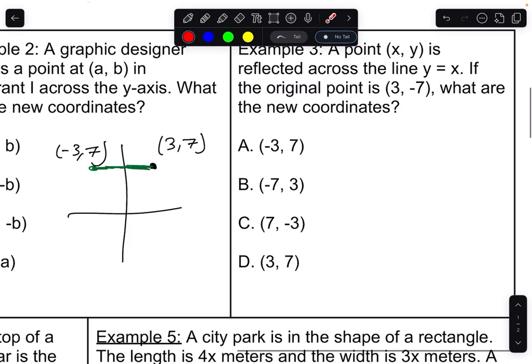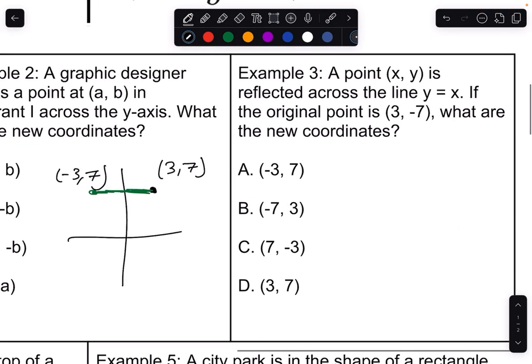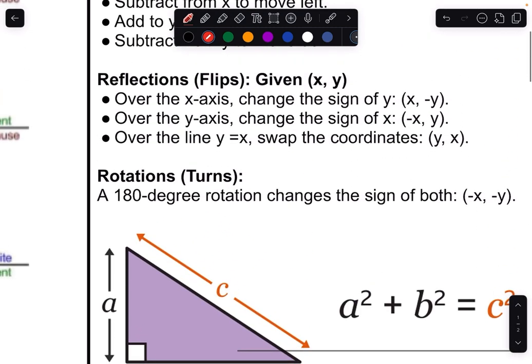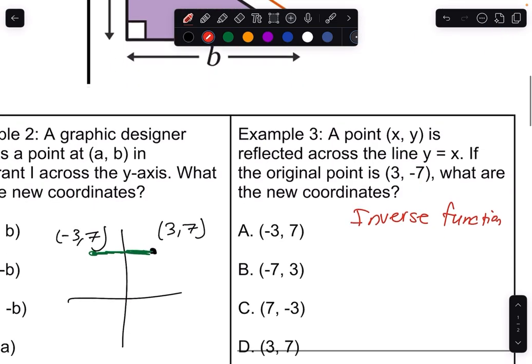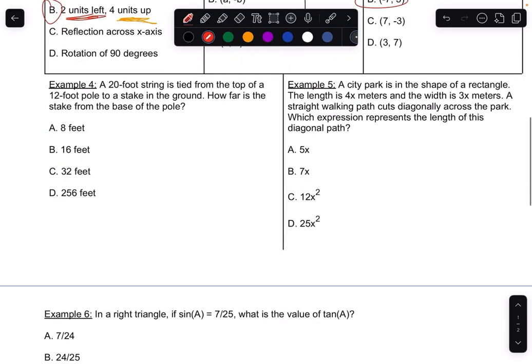Now, for this one, this is just a definition. If you reflect across the line y equals x, this is called an inverse function. So in this case, you just got to know it, unfortunately. I do like inverses because they're super simple. Swap them. So if you have originally x comma y, now it becomes y comma x. So 3, negative 7, now it becomes negative 7, 3. Fun stuff there. All right, Pythagorean theorem.